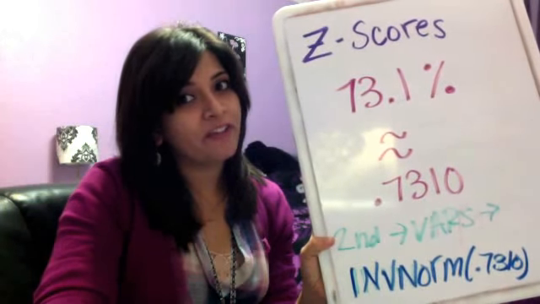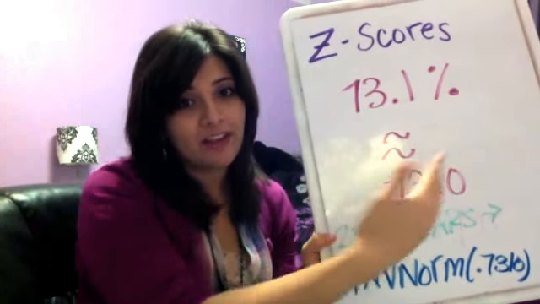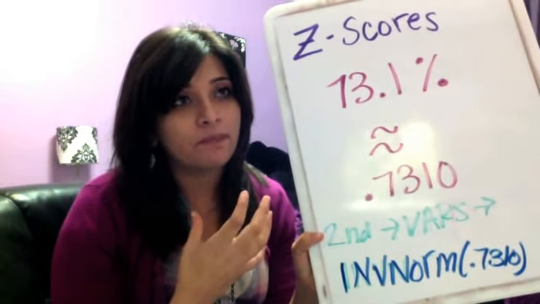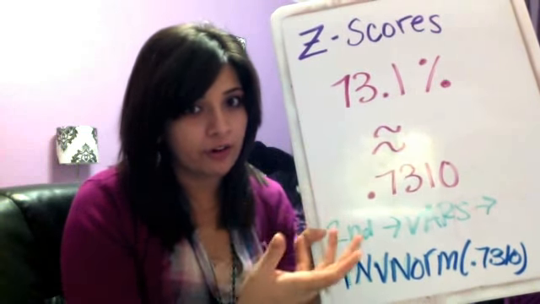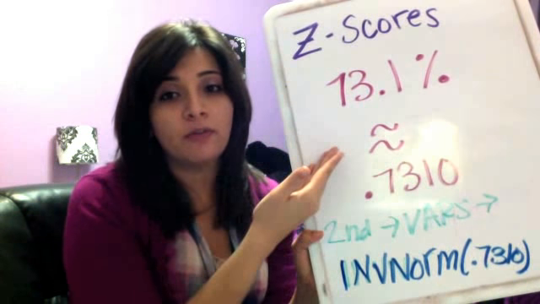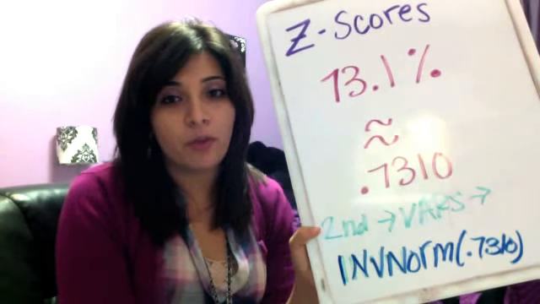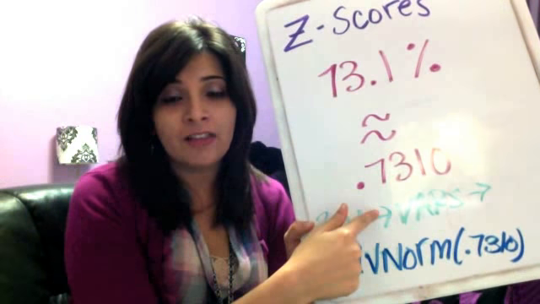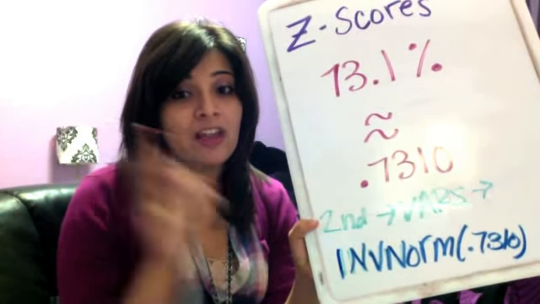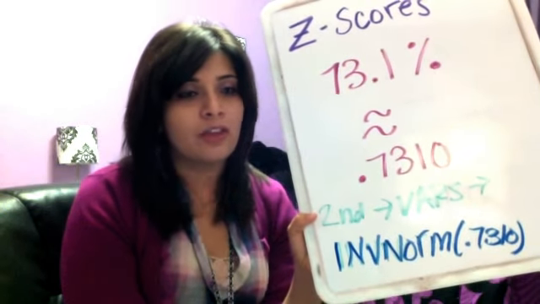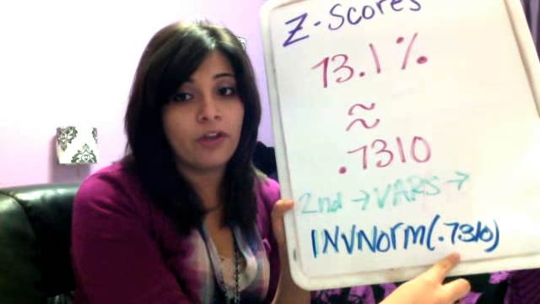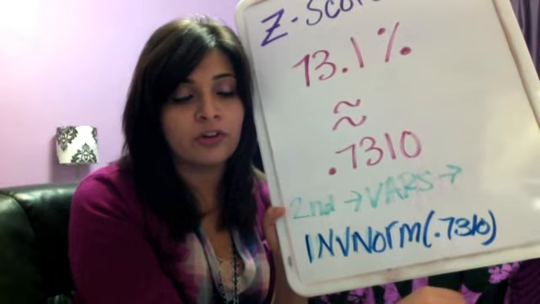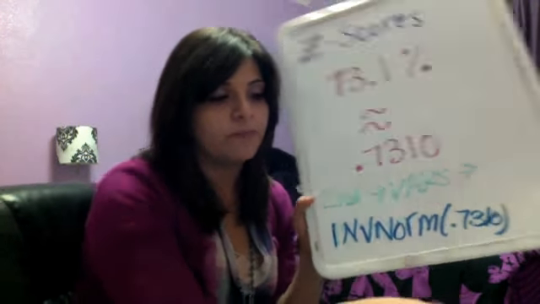Alright, so pretend you're given the percentage instead. We're given 73.1%, which is the area under the curve. As a decimal, it will be 0.731. What you want to do is go to second, vars, and press number 3, inverse norm. And you put it as a decimal, 0.7310. And this should give you the corresponding z-score.